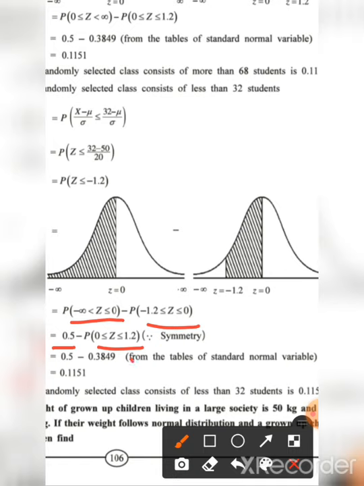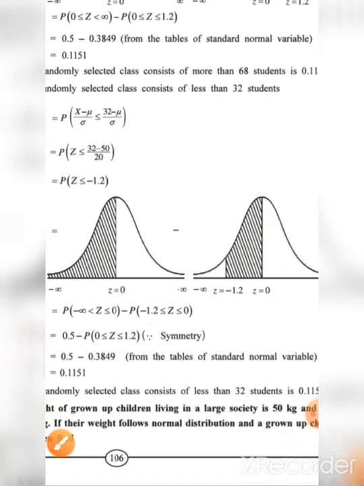So in the next step you have 0.5 minus the value for 1.2, as you will see in the standard normal curve table. For 1.2 the value is 0.3849, so that particular value you are going to deduct from 0.5. Your final answer is 0.1151. That is the same answer that you got for the first sub question. So the probability for the class which consists of less than 32 students is also 0.1151.